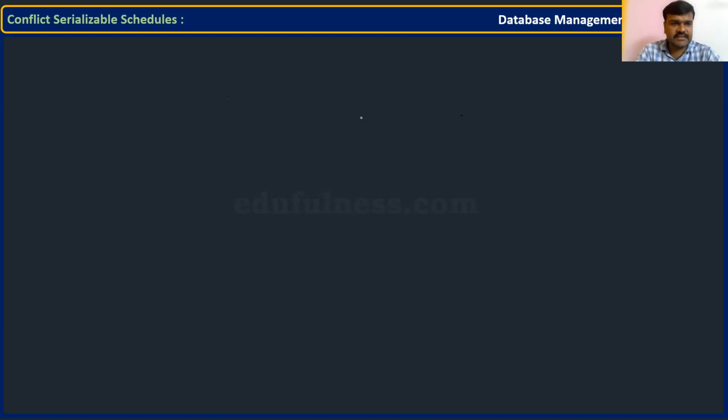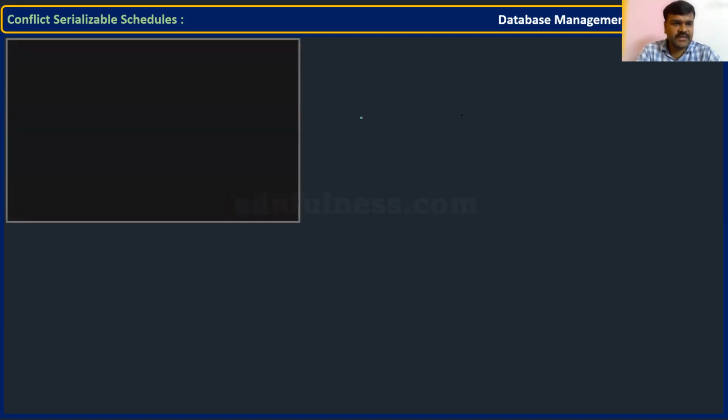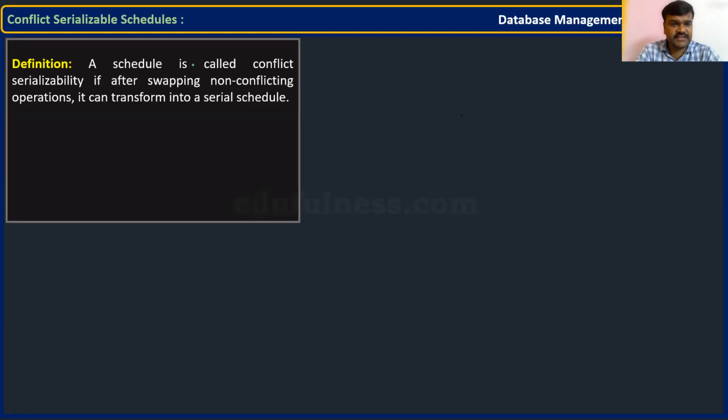So here, if you see conflict serializable schedule, its definition is: a schedule is called conflict serializable if, after swapping non-conflicting operations, it can be transformed into a serial schedule. So that is what swapping non-conflicting means. The very important thing we need to understand is what non-conflicting operations are. So let us try to understand.